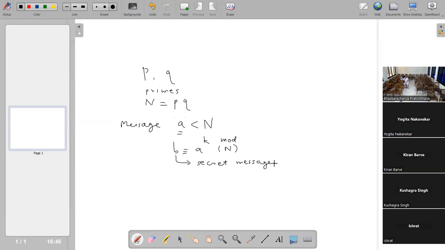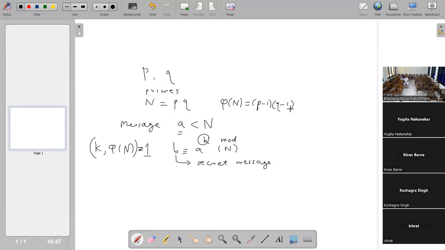Now in this case, this K is chosen initially. So K should be coprime to phi of N. Phi of N here is, if N is P into Q, then phi of N is P minus 1 into Q minus 1. Because P and Q are primes, phi of N can be obtained in this way.